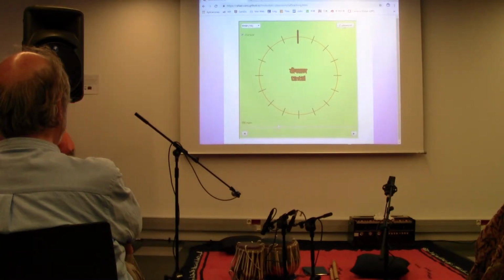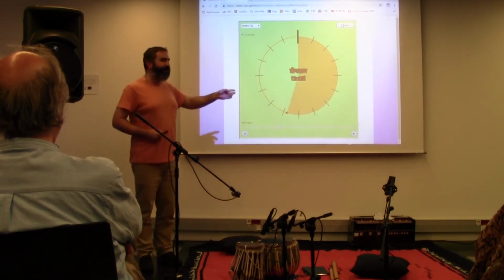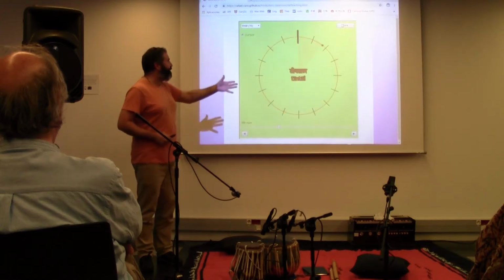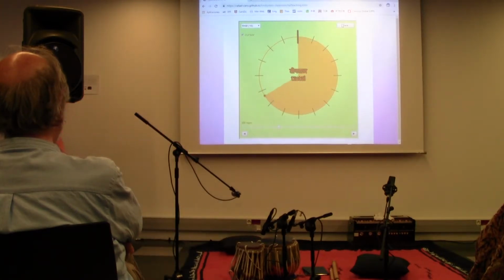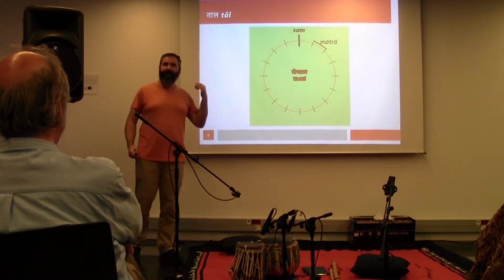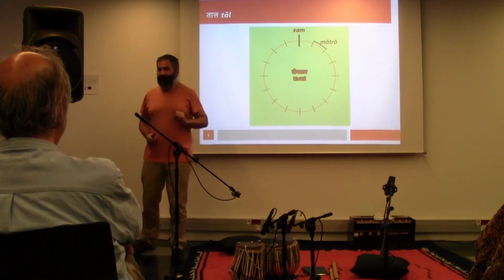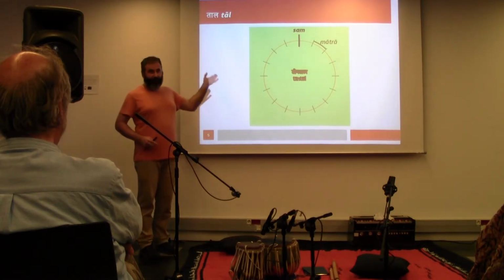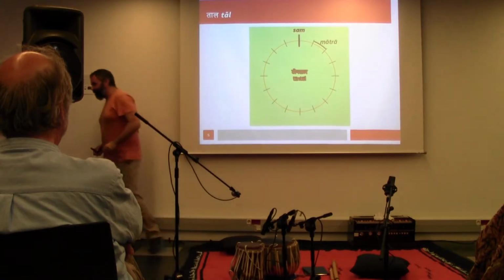So let's play here. In the case of tin tal, this cycle is divided into 16 points, let's say, right? So it takes these 16 beats until going back again to the sum. These subdivisions of the cycle are called matra. Different tals in this tradition will have different numbers of matras. It's just a way of subdividing the cycle between two avartans, which is the Sanskrit word for cycle, between two cycles of the sum.